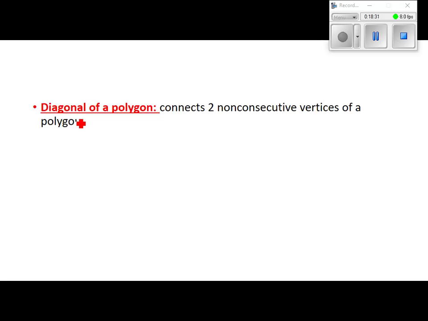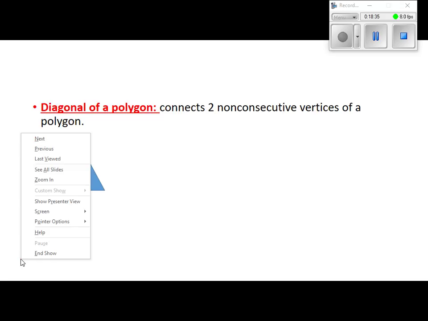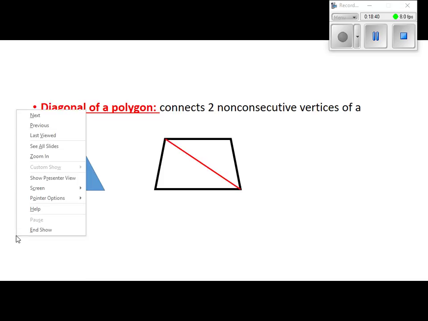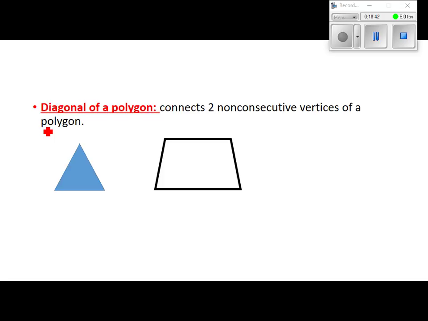Diagonal of a polygon. A diagonal of a polygon connects two non-consecutive vertices of a polygon. I'm going to put these up here. Write down the definition of diagonals there. If you want to draw the pictures, that's great. Go right ahead. If you don't, it's your notes.